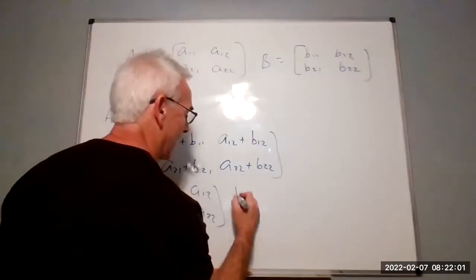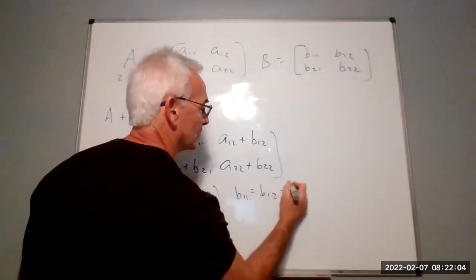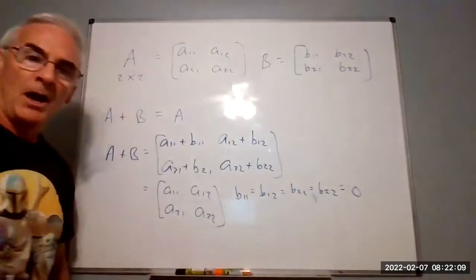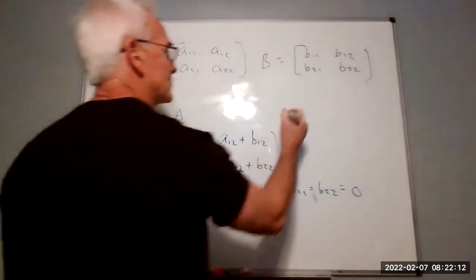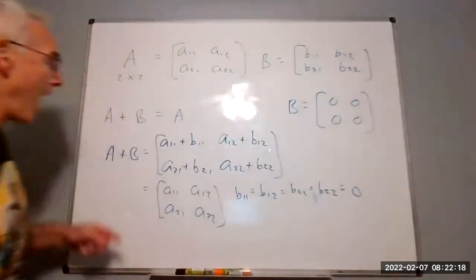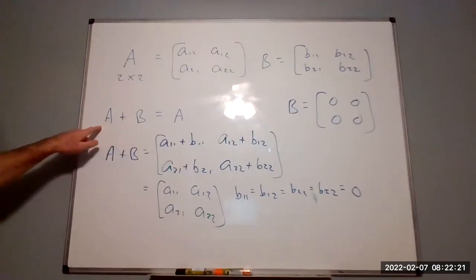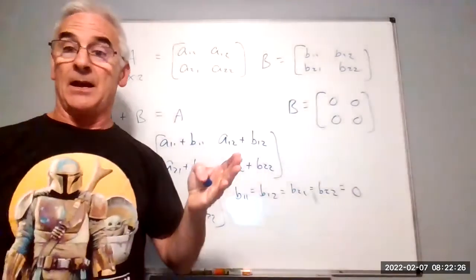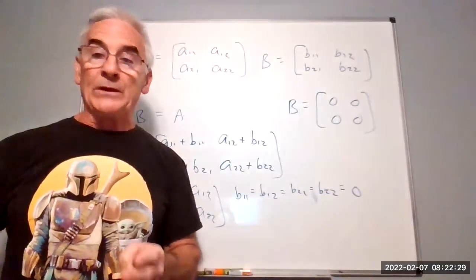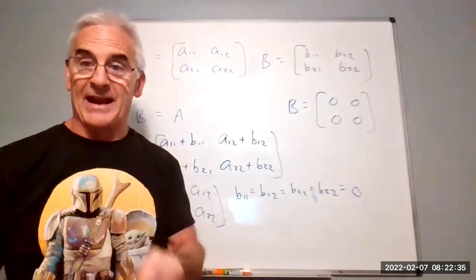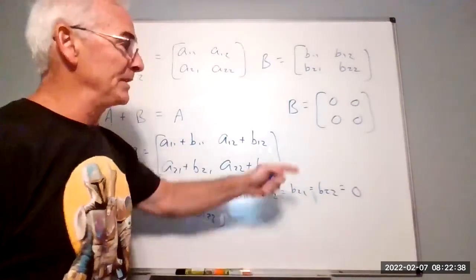Anybody? All the B values have to be 0. So B11 equals B12 equals B21 equals B22 equals 0, which would mean my matrix B in this problem was 0, 0, 0, 0. I found a matrix that when I added it to A gave me A. I just found a matrix that acts like an additive identity. In real number addition, 0 is the additive identity. I found a matrix that has the same property: when I add it to another matrix, nothing changes. And that would be the matrix of zeros.